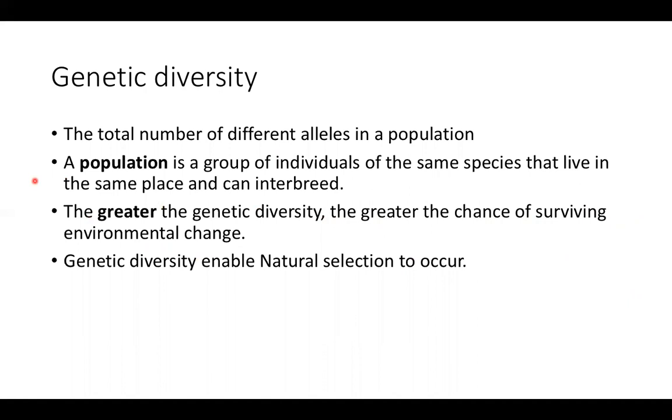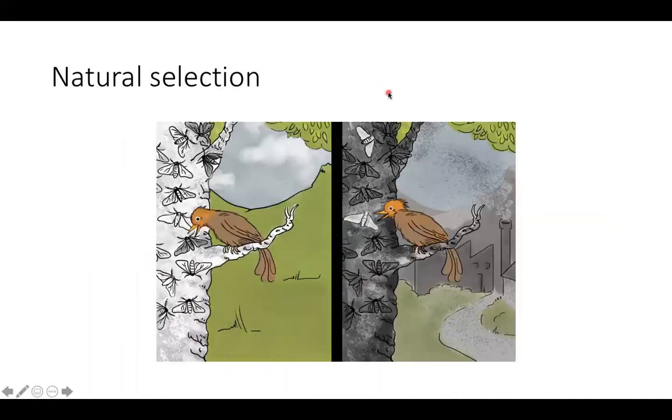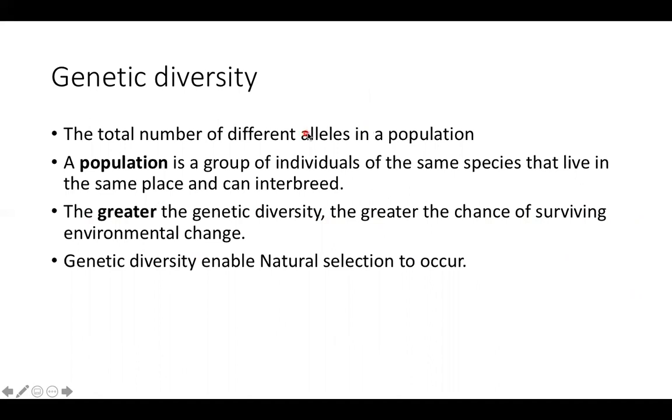So genetic diversity, what do we need to know? We need to know that genetic diversity is the total number of different alleles in a population. So the higher the number of different alleles in a population, the higher the genetic diversity. Okay, what is a population? A population is a group of individuals of the same species that live in the same place and can interbreed.